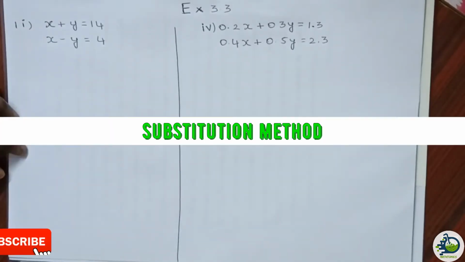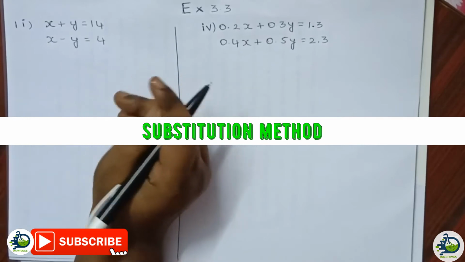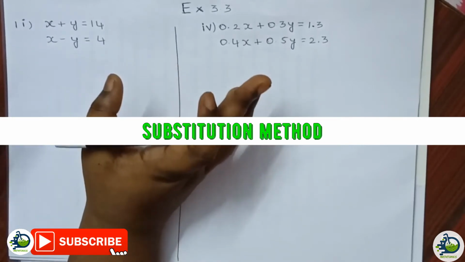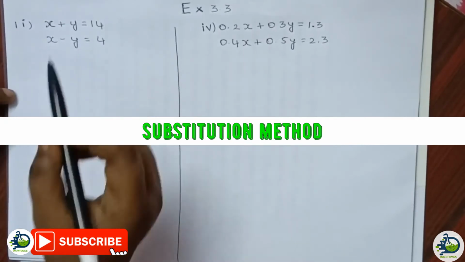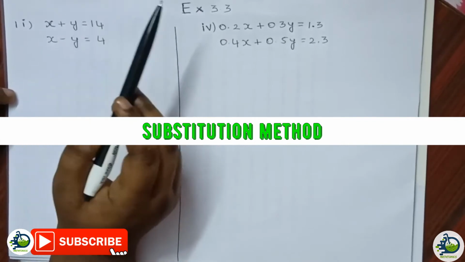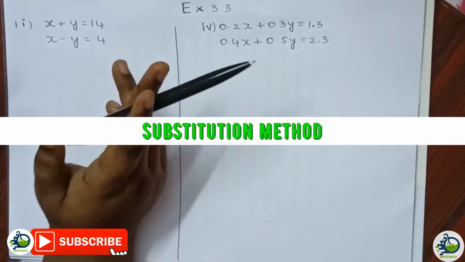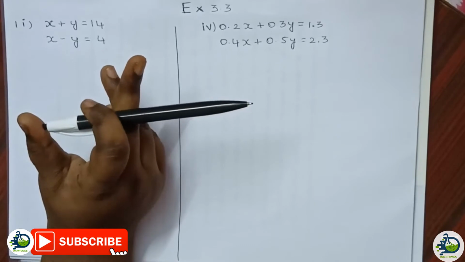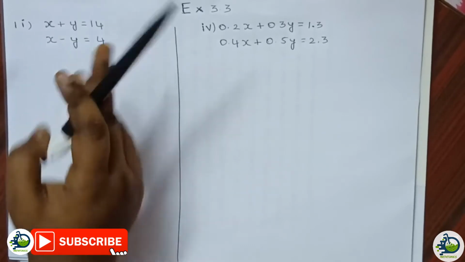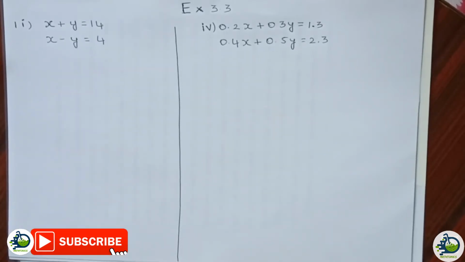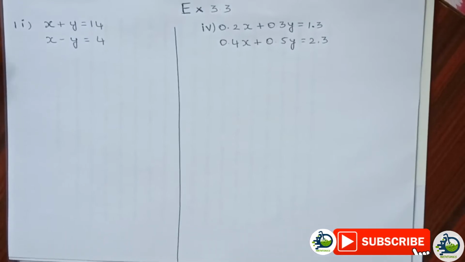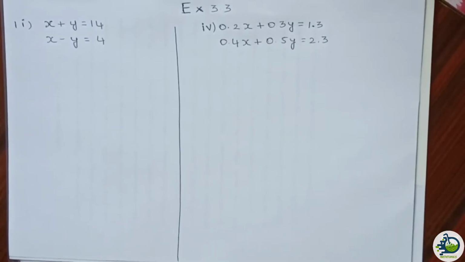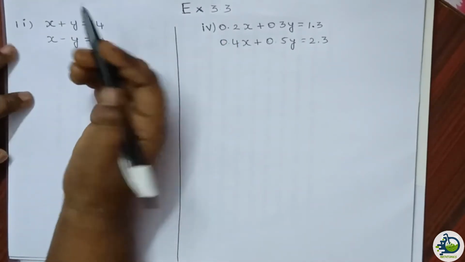The substitution method. Okay, what is the substitution method? In the substitution method, what we will be doing is, we will consider one equation and we will find the value of one variable by having another variable on the other side. So by substituting that in the other equation, we will be finding the values of x and y. While we do the sum, you will learn it more properly.